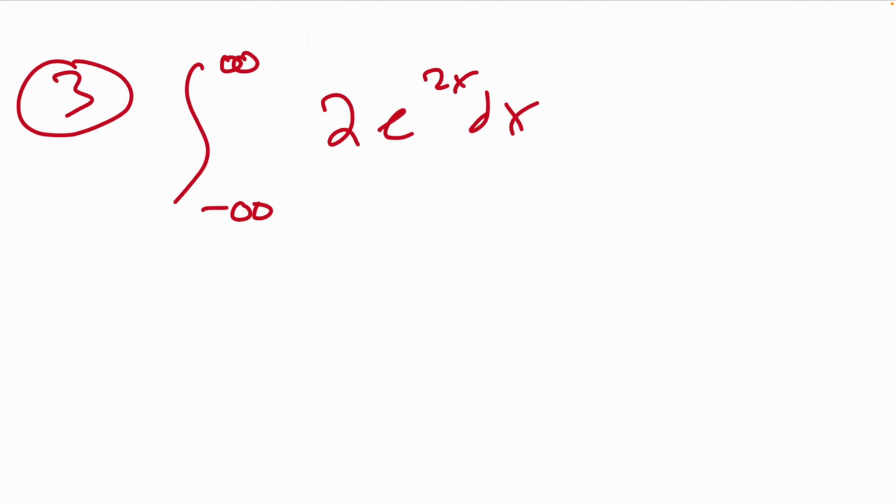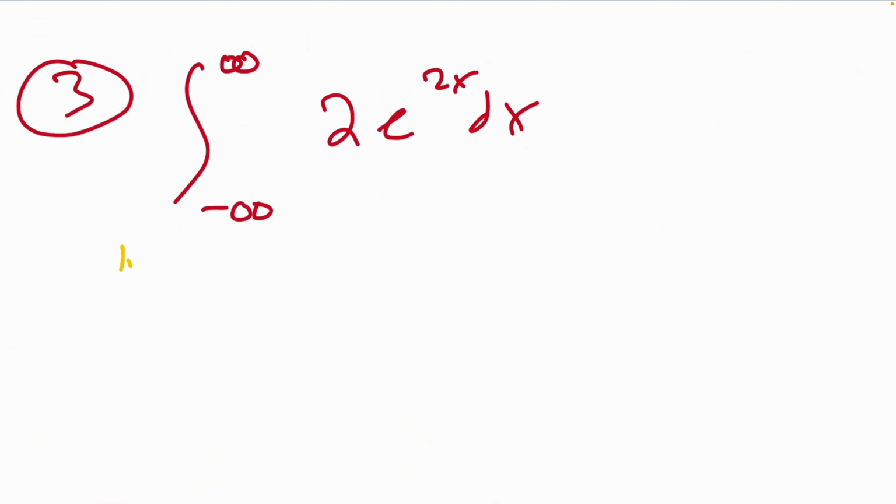This time we'll look at an example of two bounds that are infinity. So the integral from negative infinity to positive infinity of 2e to the 2x dx. Okay, so I want you to think about this for a second. Negative infinity is some very small negative number and positive infinity is some very big positive number. We need to split this up into two separate limits. Let me show you how we're going to do this.